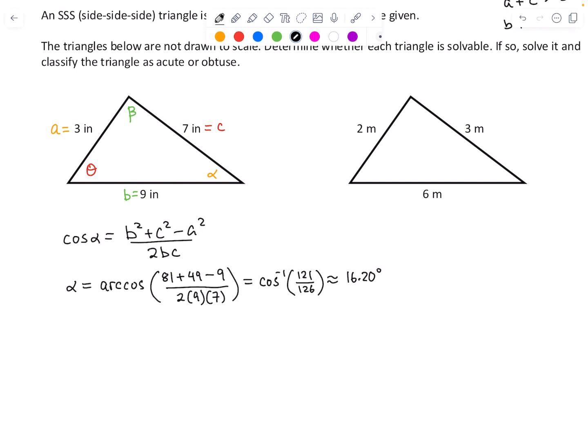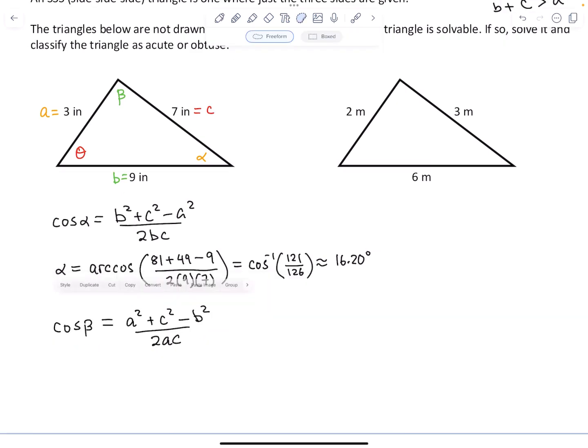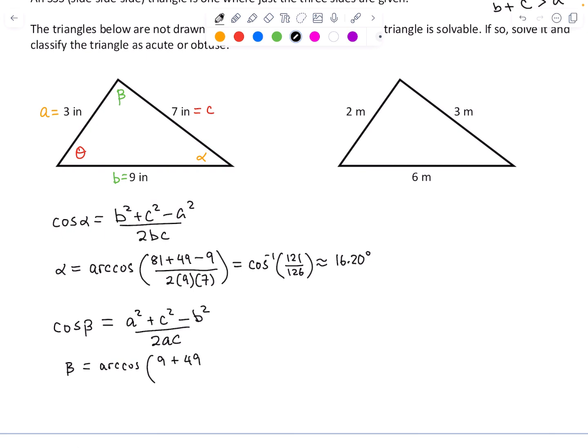I will continue using the law of cosines until I have all but one of the angles. Doesn't matter which one we aim for next. Let's go for beta. So here's the version of the law of cosines where cosine beta is isolated. Therefore, beta is the arc cosine of A squared is 9, C squared is 49, B squared is 81, all over 2 times 3 times 7.